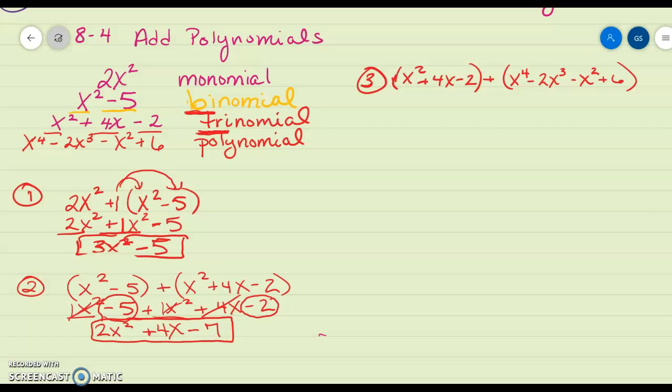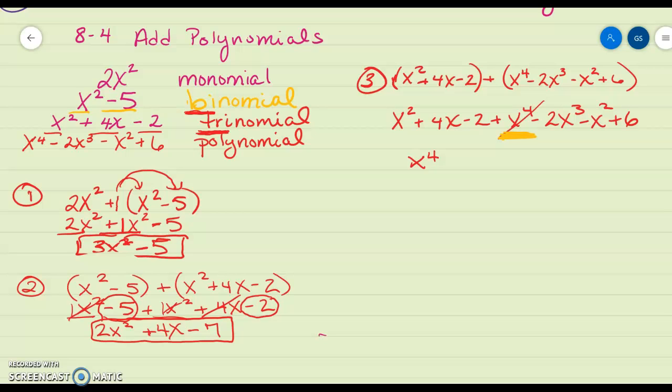Okay? All right, so what we're going to do first is drop the parentheses. So we're going to rewrite this as x squared plus 4x minus 2, no parentheses, plus we're going to drop the parentheses on the polynomial, x to the fourth minus 2x to the third minus x squared plus 6. Once we do that, we can combine like terms. So let's see, what's the highest exponent here? We want to also write it in standard form. So your highest exponent is x to the fourth. So we're going to write x to the fourth. There's no other raised to the fourths here. So cross it out.